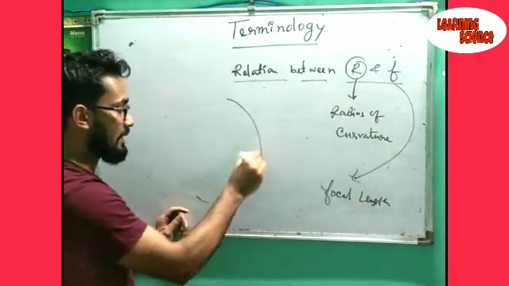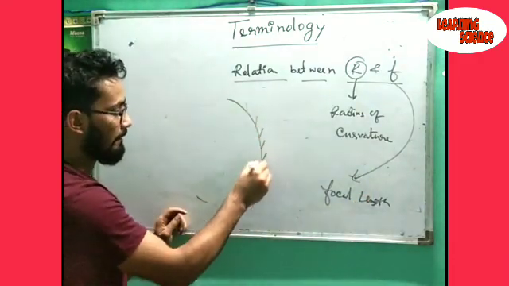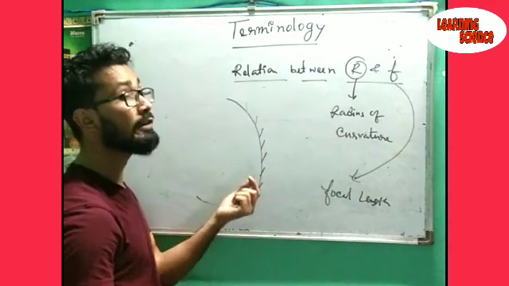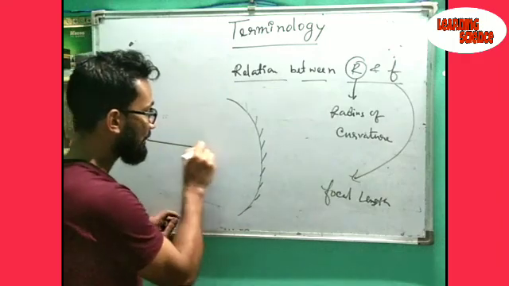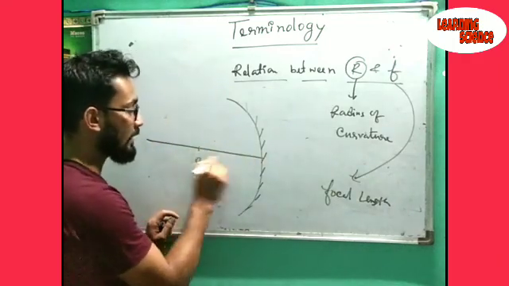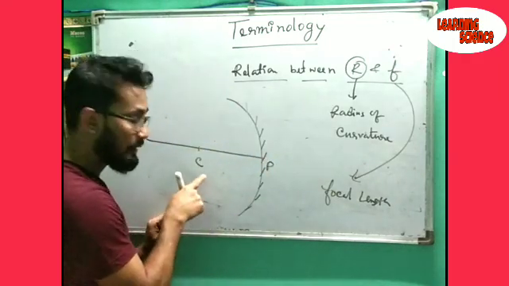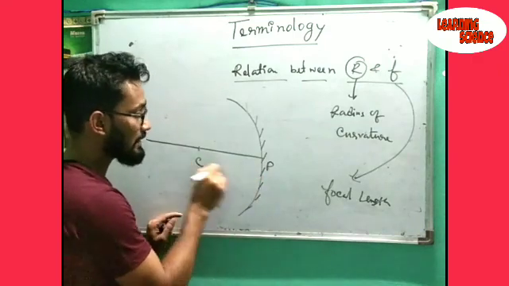I'm taking an example of a concave mirror. Don't panic. I'm taking the example of a concave mirror because this is very, very important. Convex mirror usually does not come in the exam. This is the principal axis. This is our center of curvature. This is our pole.